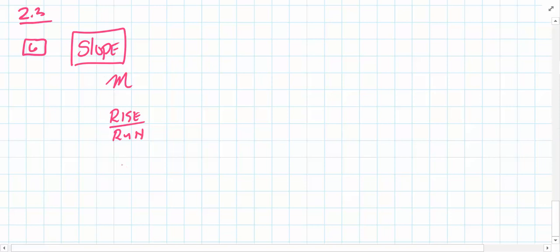y2 minus y1 over x2 minus x1. Good. That's the slope formula. Good. What else do you know? Delta y. I like that. Delta y over delta x. What do the deltas mean? Deltas mean change in, right? Change in y over change in x. Good. Yeah, Nick, what else?